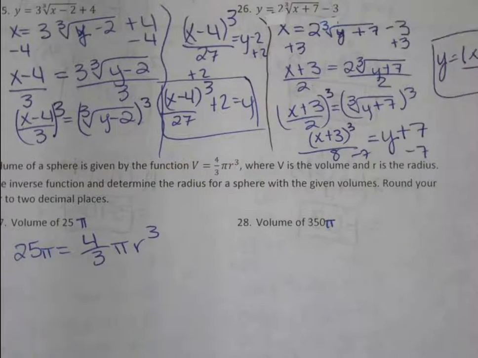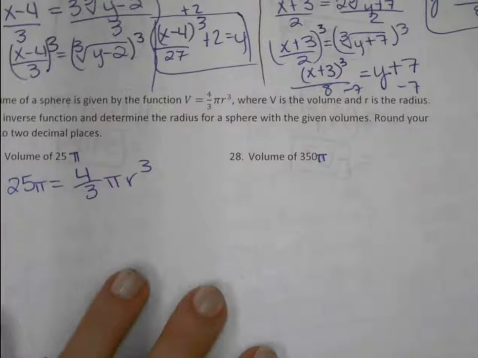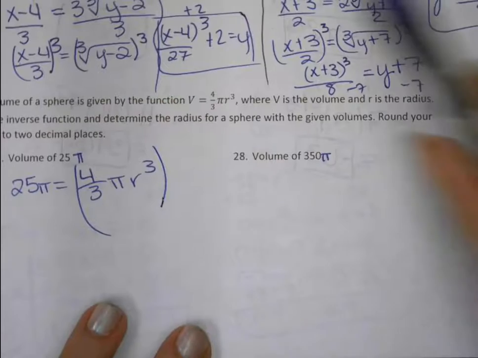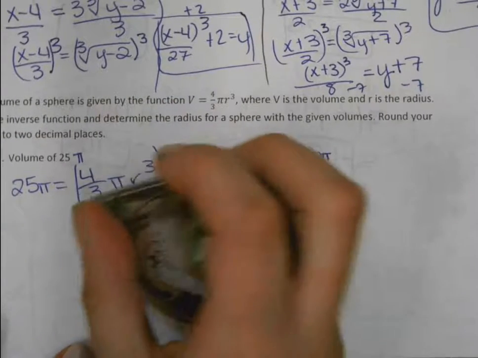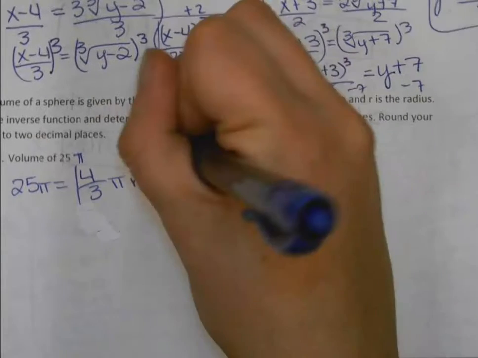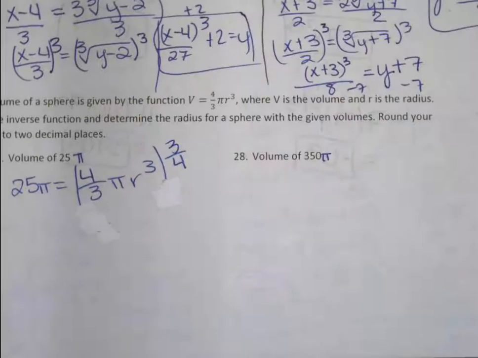Okay, so on this one I want to work to get r by itself. To get rid of the fraction, I multiply by its reciprocal. I drew my parenthesis way too big. I'm going to multiply by its reciprocal, which is 3/4, because you switch the fraction, and then pi would be on the bottom with the 4. Because I want to get rid of those two at the same time.